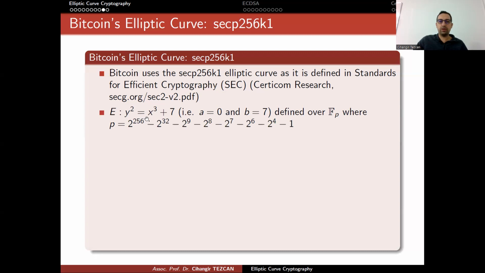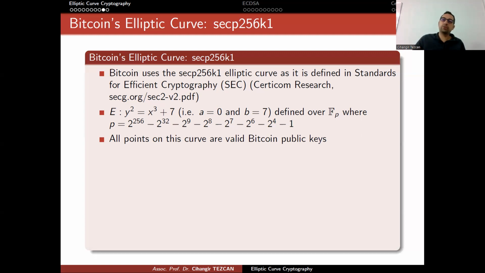It is y squared equals x cubed plus 7. As you can see, here we are choosing a equals 0 and b equals 7, and it is defined over Fp. Here p is chosen as a prime number, which is calculated like this: 2 to the 256 minus these values gives you a prime number. All points on this curve are valid Bitcoin public keys.